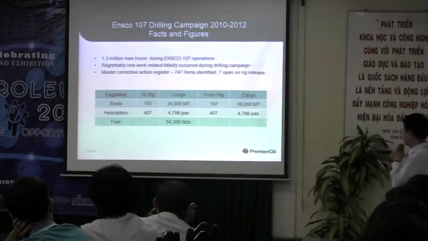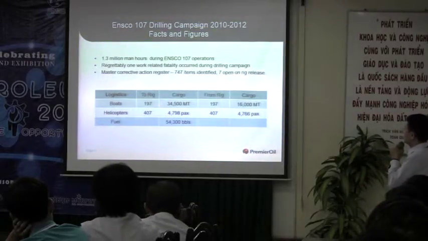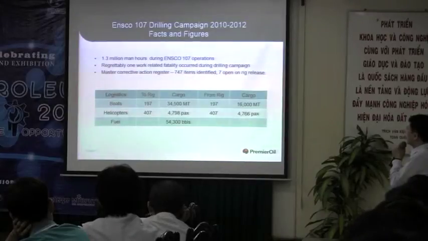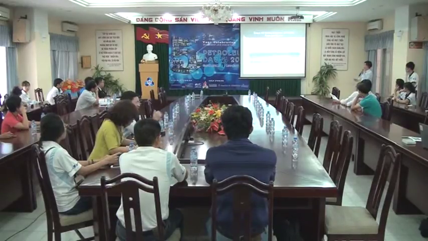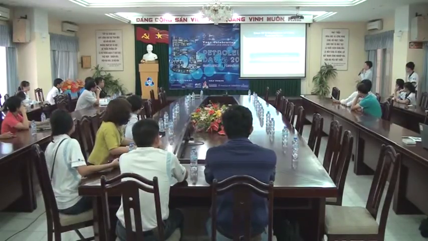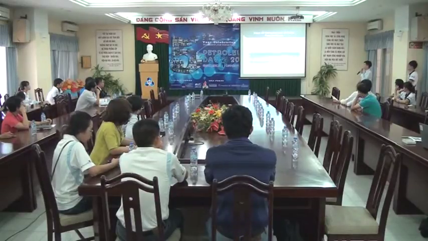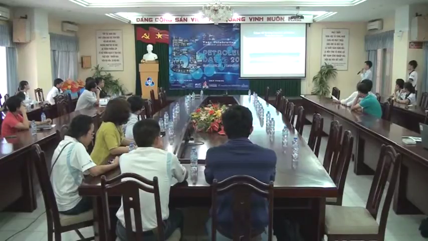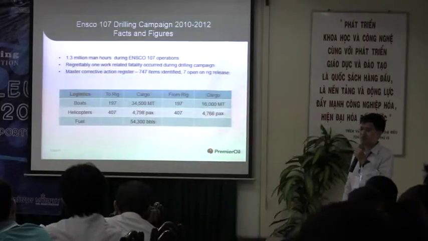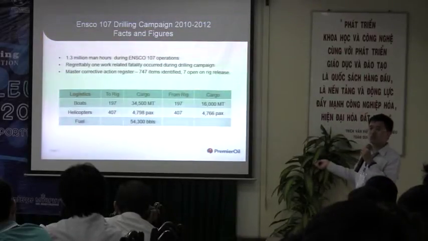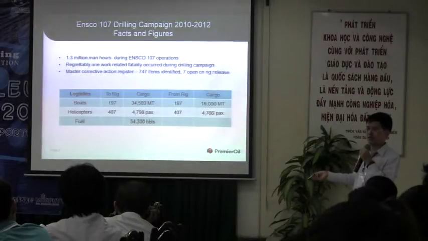And you can see here there are also some logistics numbers for the 2 years: we had 197 trips to the rig, and the total cargo was 34,500 metric tons, and there were 4,798 passengers going to the rig. You can see it's actually quite a massive number. All this one, what we need to get actually is money.